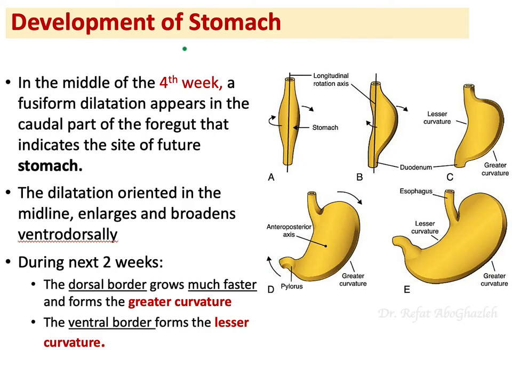Moving from the esophagus to the second part, which is distal to it in the foregut, which is the stomach. The stomach is important, and in the fourth week, it started as a fusiform dilation.